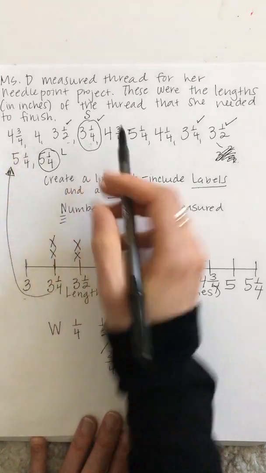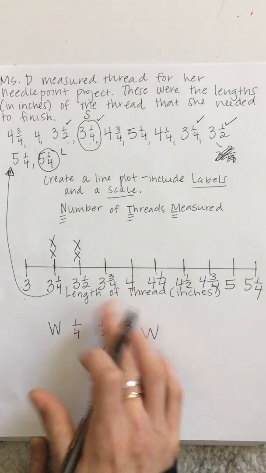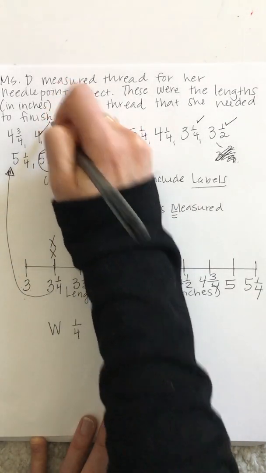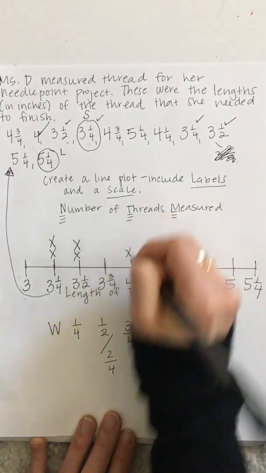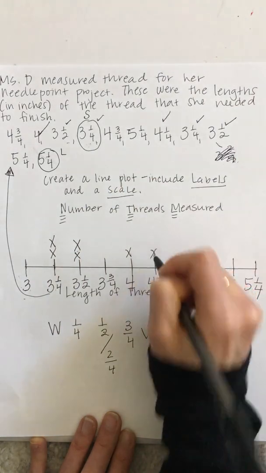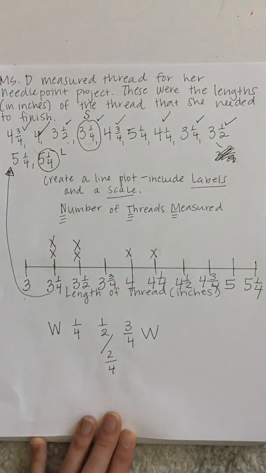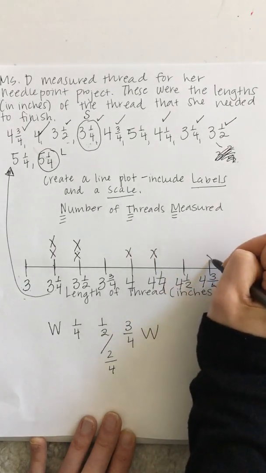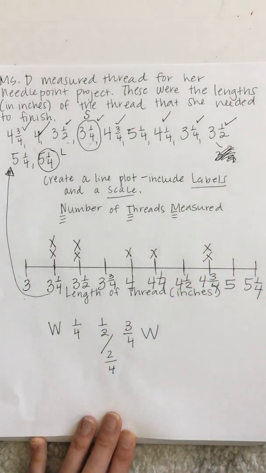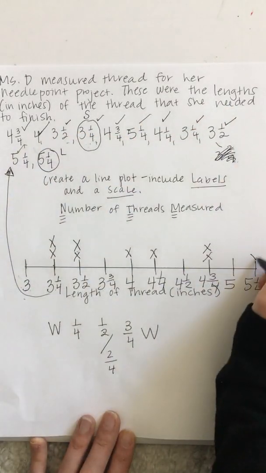3 3/4, let's look. I have nothing. That's 3 3/4 inches. 4 inches. 1. That's it. 4 1/4, 1. 4 1/2. I have none that are 4 1/2. 4 3/4. 1, 2. Let's see. 5 inches. I have none that are 5 inches, and then I have 2 that are 5 1/4.